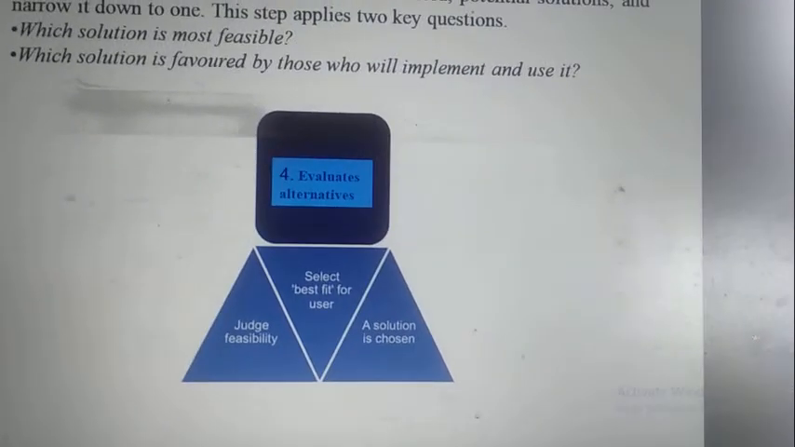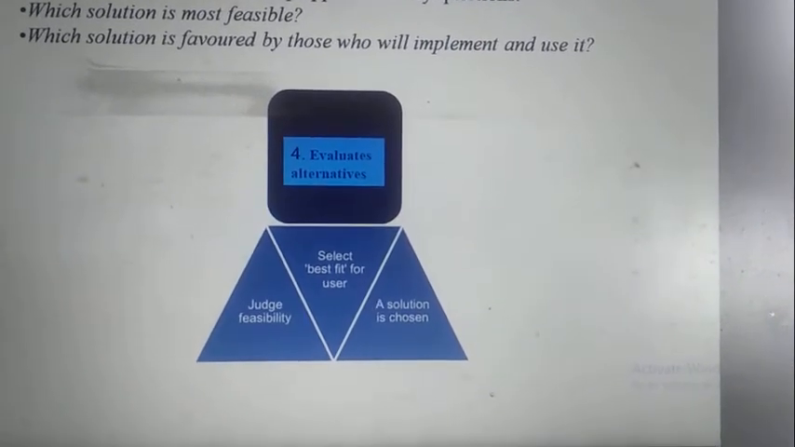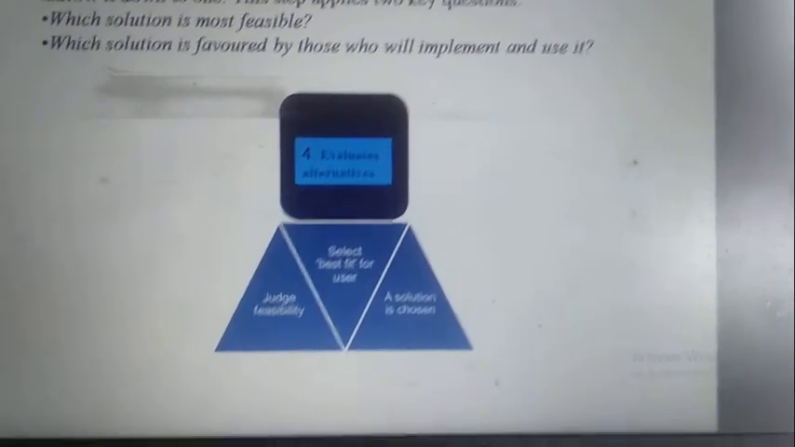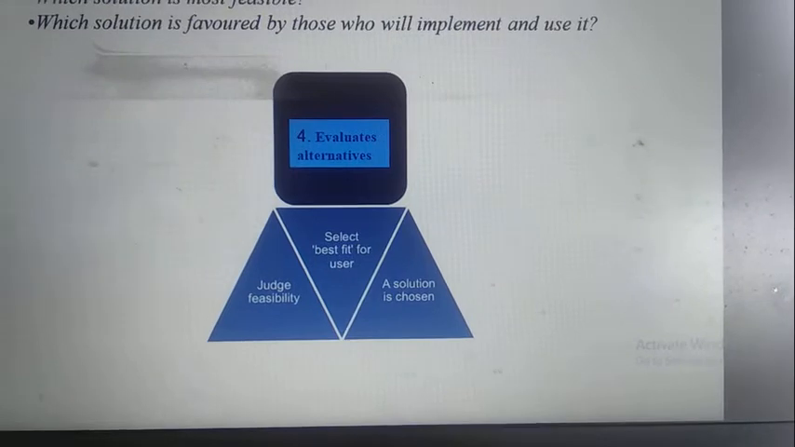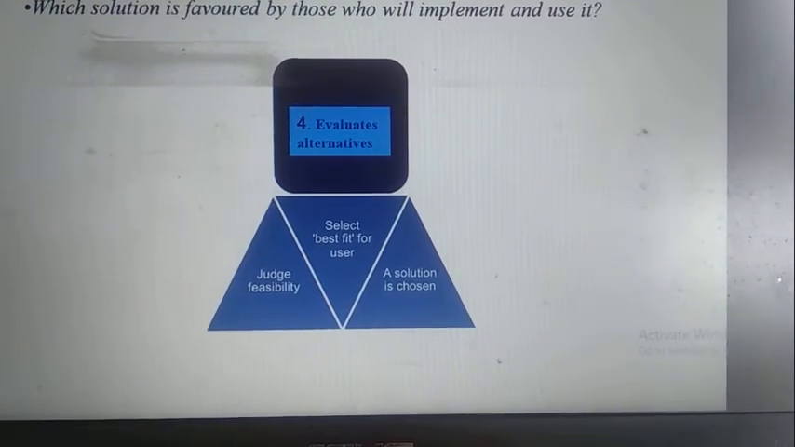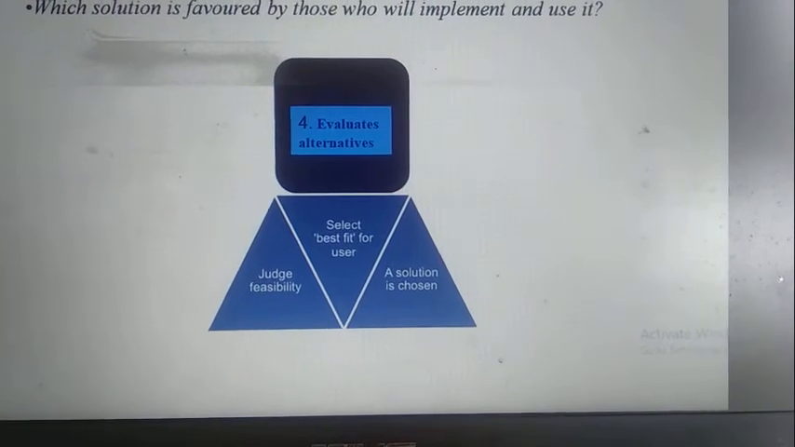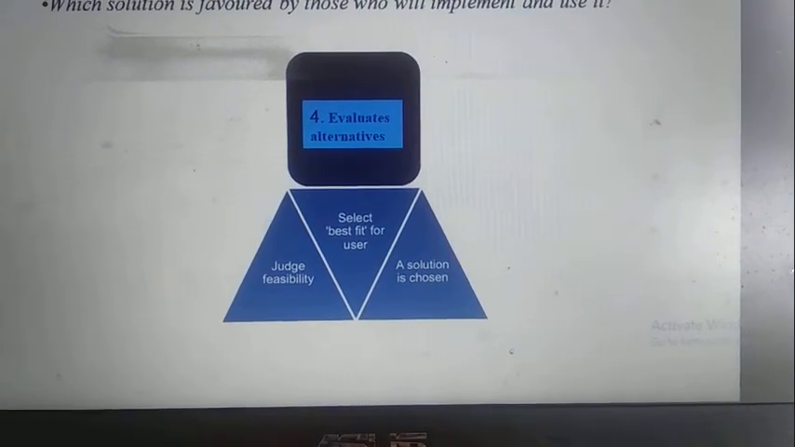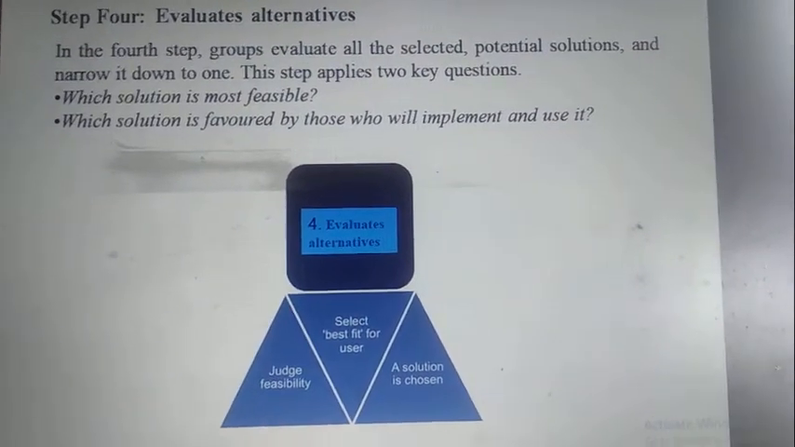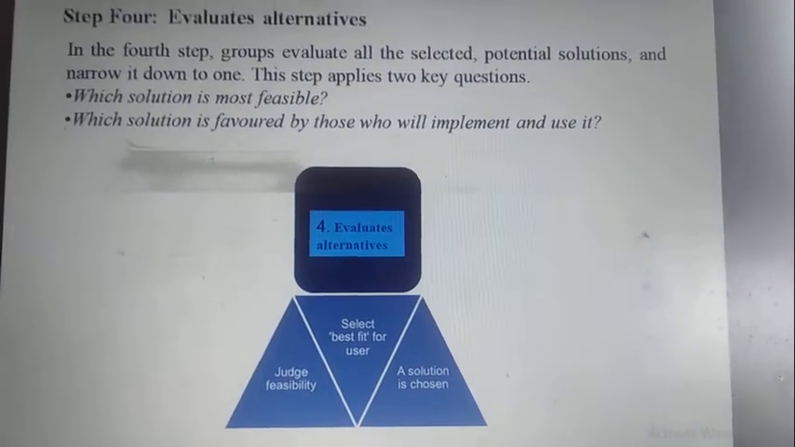According to that, we have to narrow down all the alternative solutions to one. Here the diagram shows evaluate alternatives: assess the feasibility, then select the best fit for the user, and then a solution is chosen from the various alternatives, or we can merge many solutions into one.